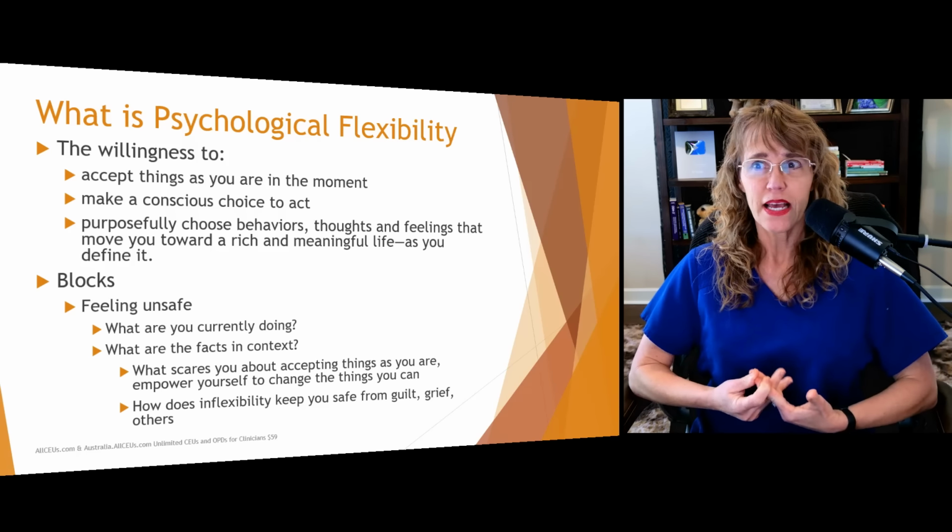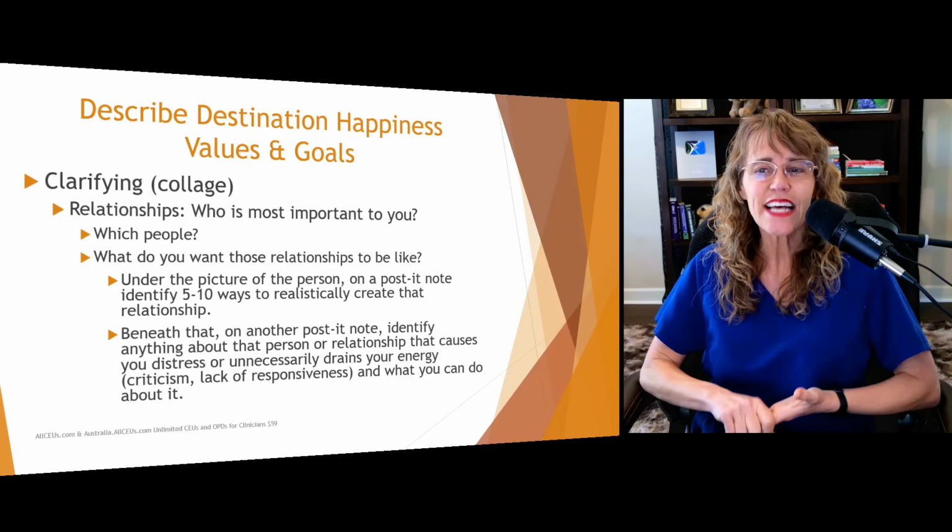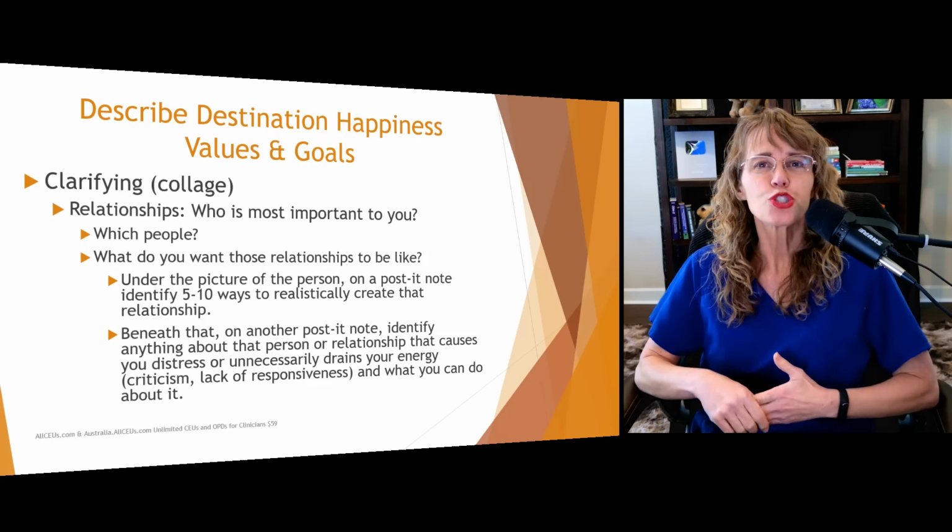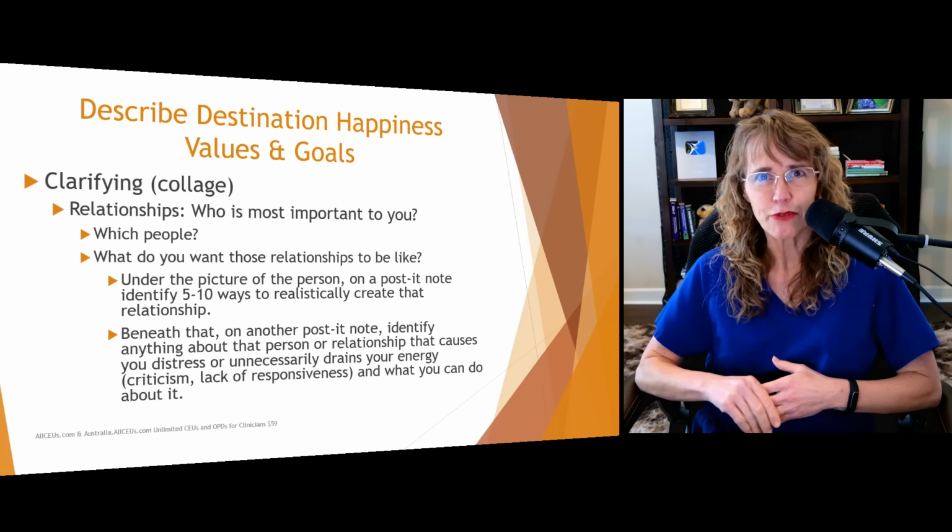So you may have an amorphous picture of a friend to try to figure out, okay, what can I do to use my energy to meet people who might be safe, accepting, and nurturing? Okay, so you have the pictures. Under the picture of each person or people, use a Post-it note or a long sheet of paper if you want, and identify 5 to 10 ways to realistically create that relationship.